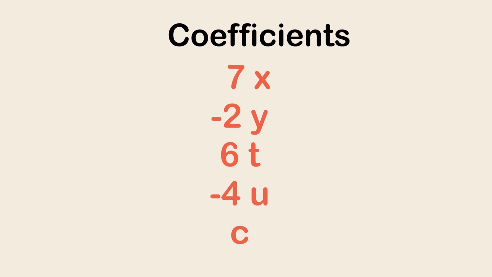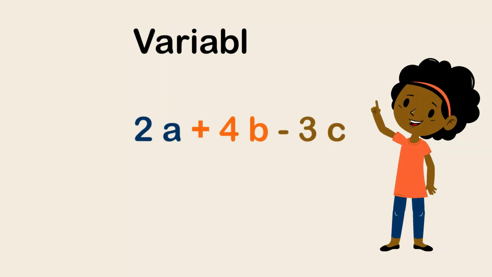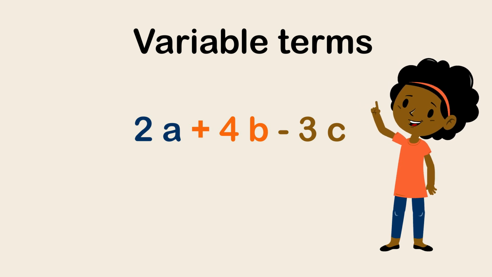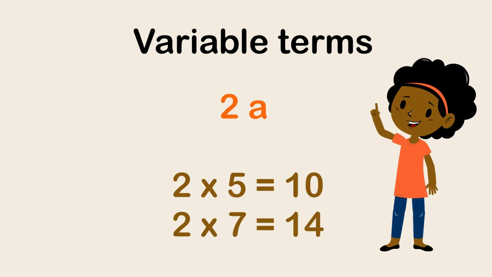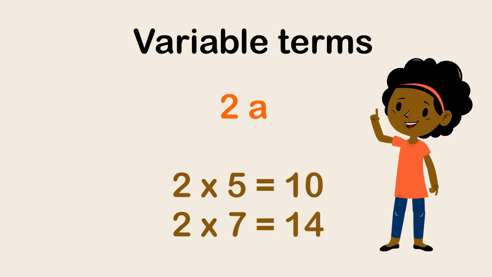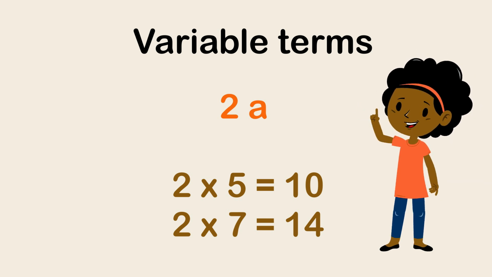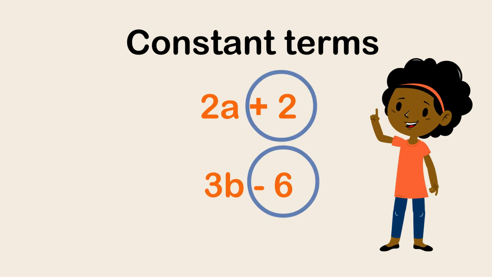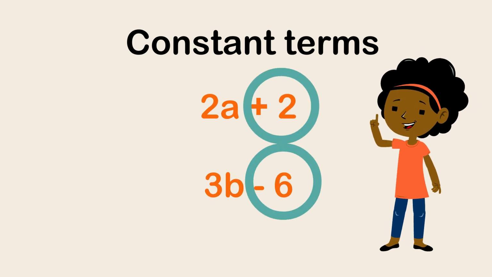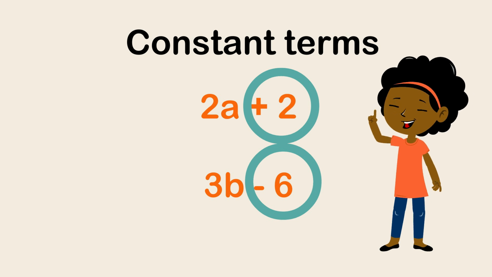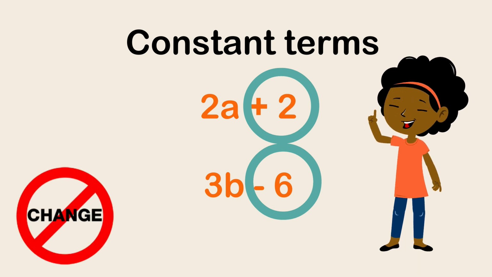Now the last thing, let's go back to the two types of terms. Variable terms have both a number and a letter. They are called variable terms, because as the value of the letter changes, the value of the term changes too. For example, in 2a, if a is 5, the term becomes 10, which is 2 times 5. But if a is 7, the term becomes 14. On the other hand, constant terms don't have letters, they are just numbers. For example, 2 is always 2, and it never changes. That's why it's called a constant.